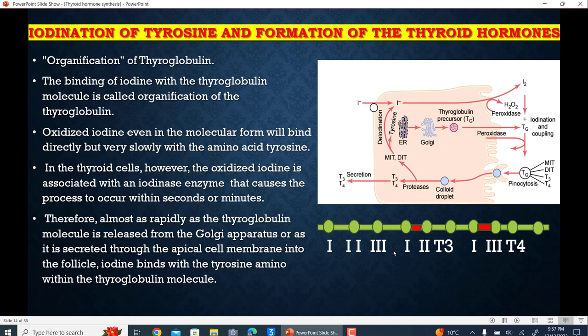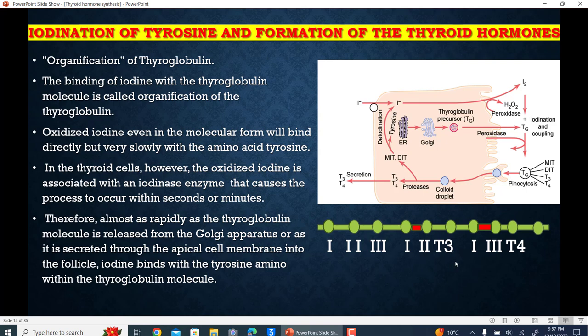The peroxidase performs another function. It combines the monoiodotyrosine with diiodotyrosine, and in this way makes a couple, and this generates the formation of triiodothyronine.